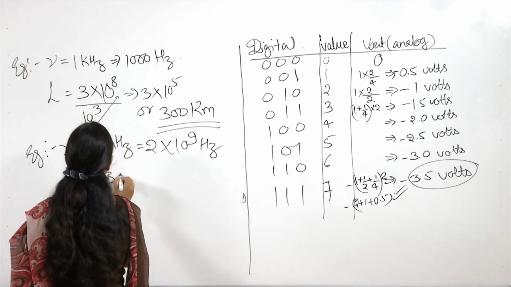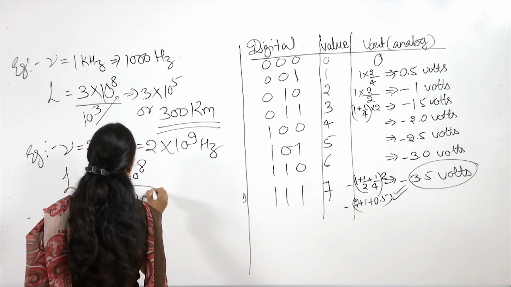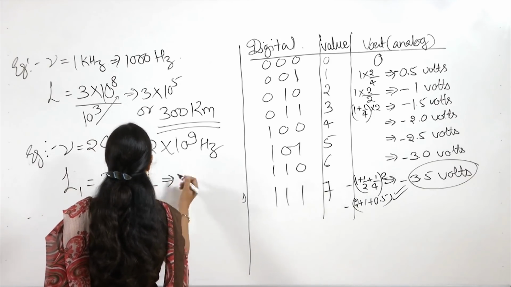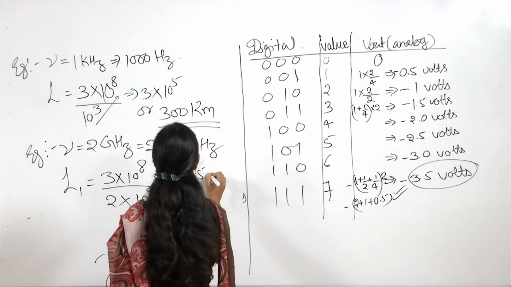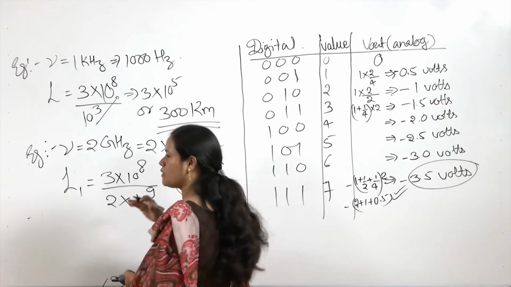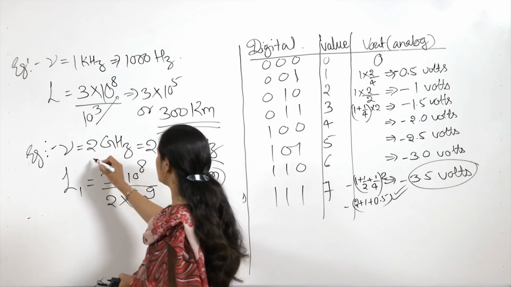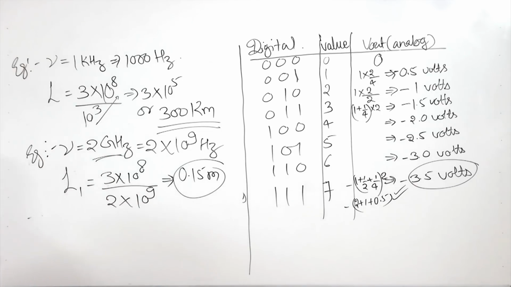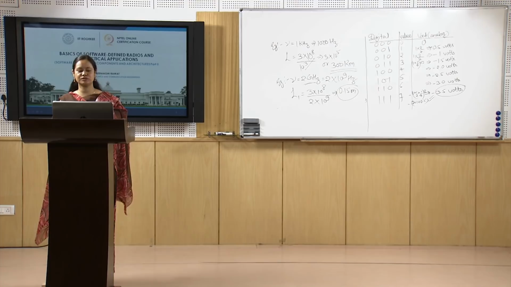L in this case will be 3 into 10 to the power 8. So if you calculate this, it is coming out to be 0.15 meter. Now it is a small antenna, and this is an antenna which we want to have. So working on the higher frequency gives us the smaller size of antenna. So this is one usefulness of choosing this. So frequency up conversion is actually required.